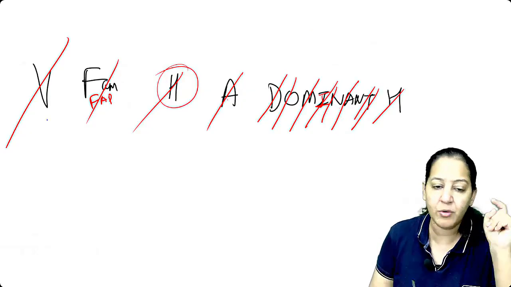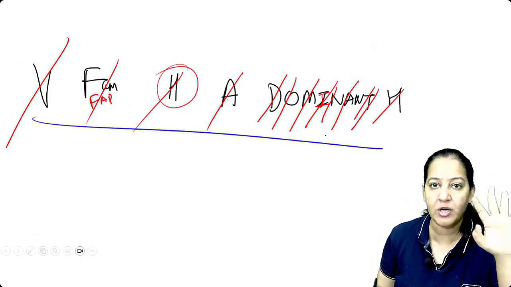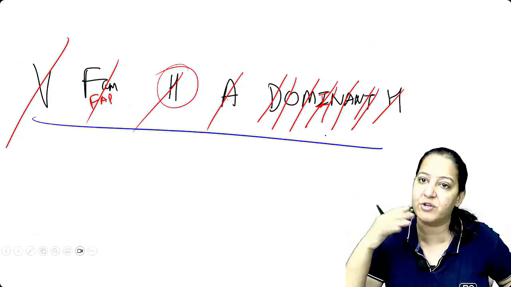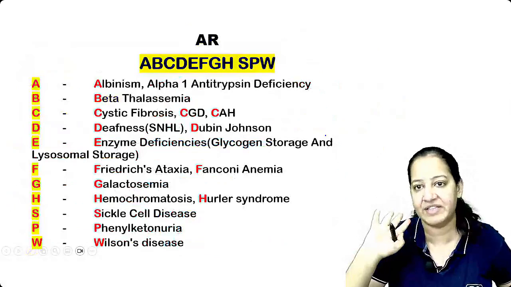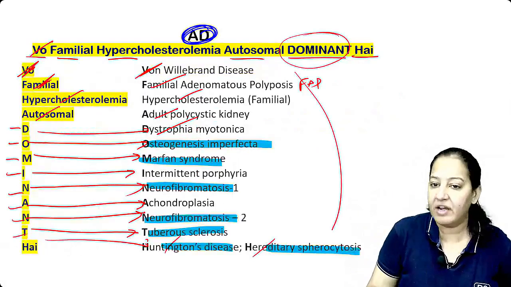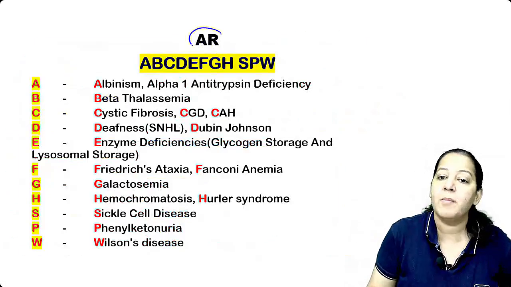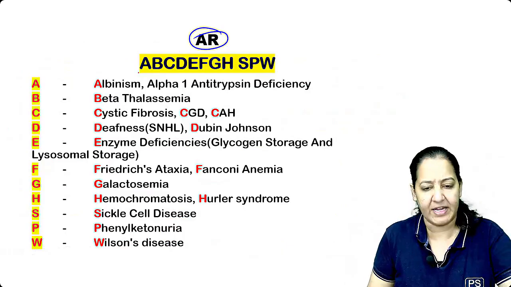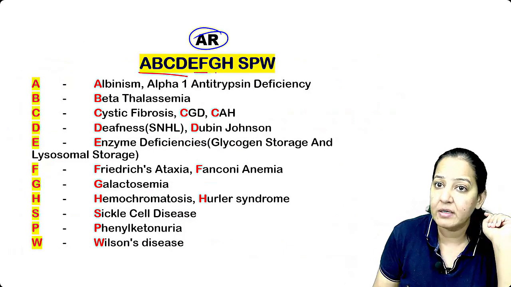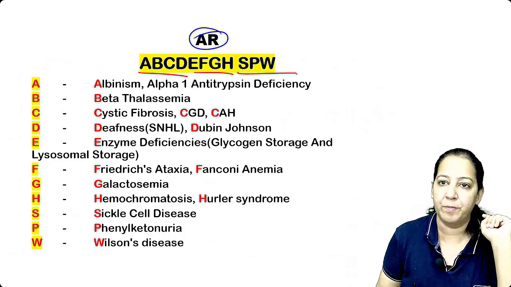So if you know the mnemonic, you can try in the exam. If you don't know the mnemonic, forget it. You are losing that question. So at least try with the mnemonic. Coming on the second one, we are done with autosomal dominant. Come on, autosomal recessive. I'm again having a mnemonic. The mnemonic is ABCD, EFGH, SPW.